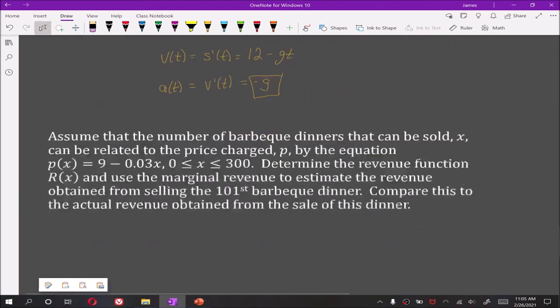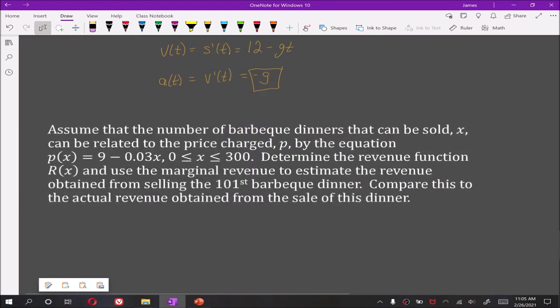And finally, let's consider this example. This has to deal with economics. So barbecue dinners that can be sold is represented by x, related to the price charged by the equation p of x equals 9 minus 0.03x for x between 0 and 300. We wish to determine the revenue function and use marginal revenue to estimate the revenue obtained from selling the 101st barbecue dinner and compare this to the actual revenue that is obtained.